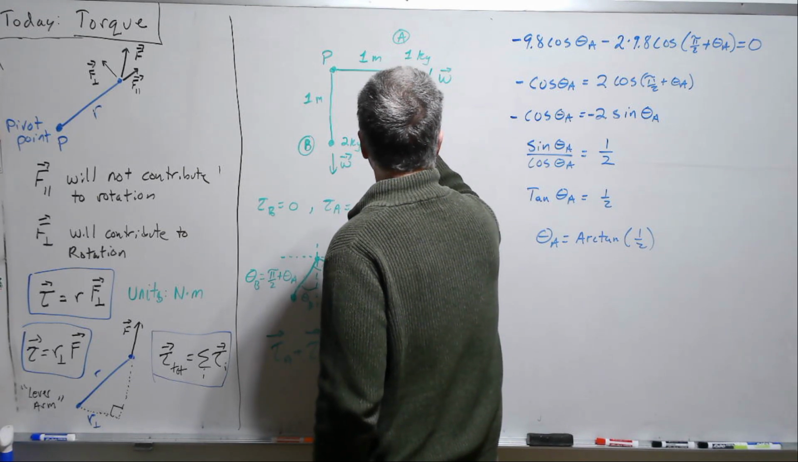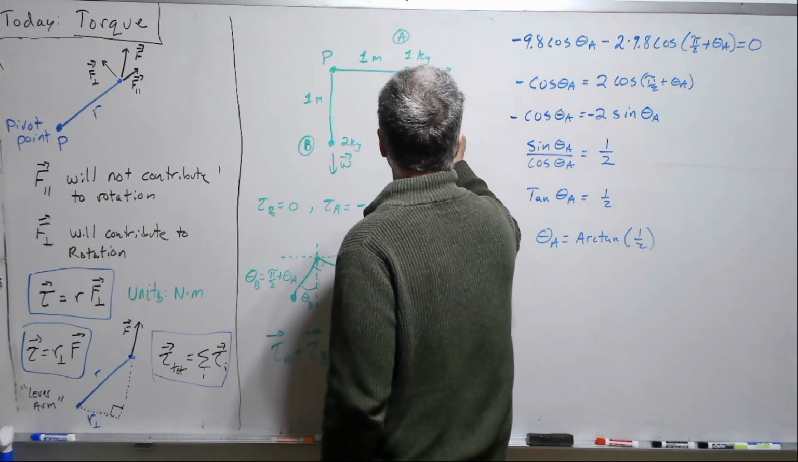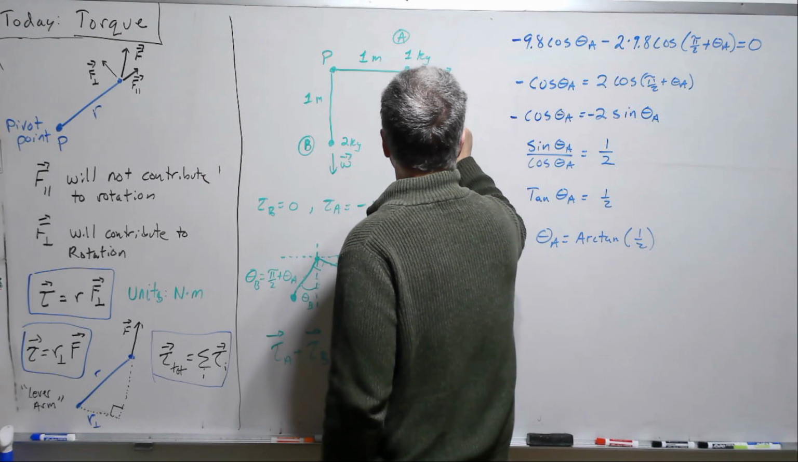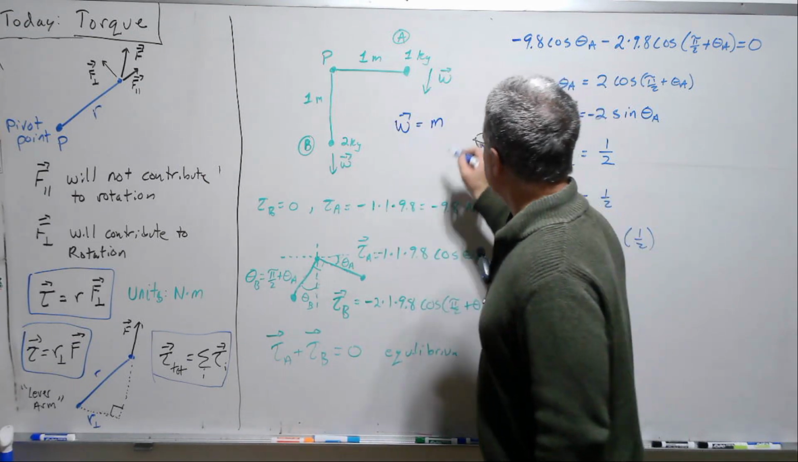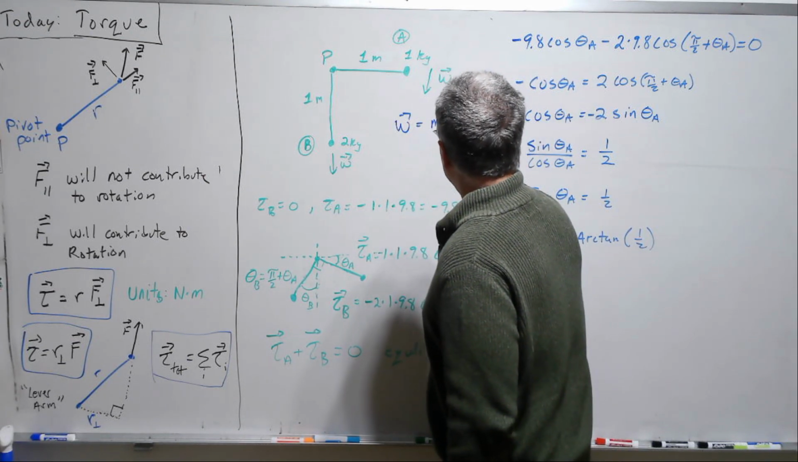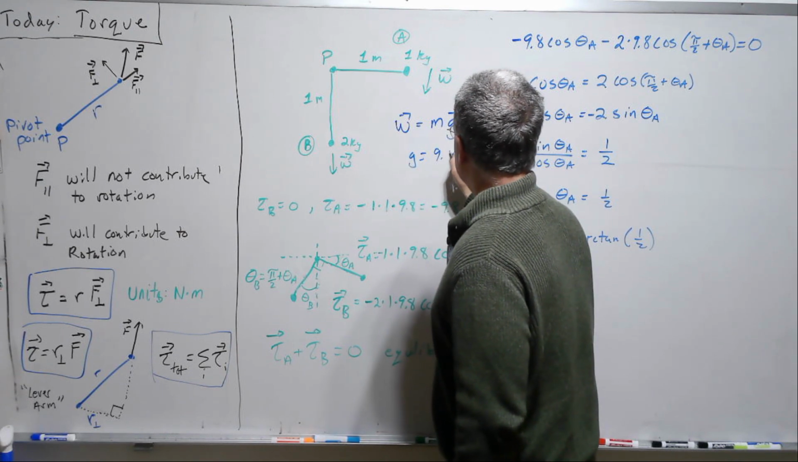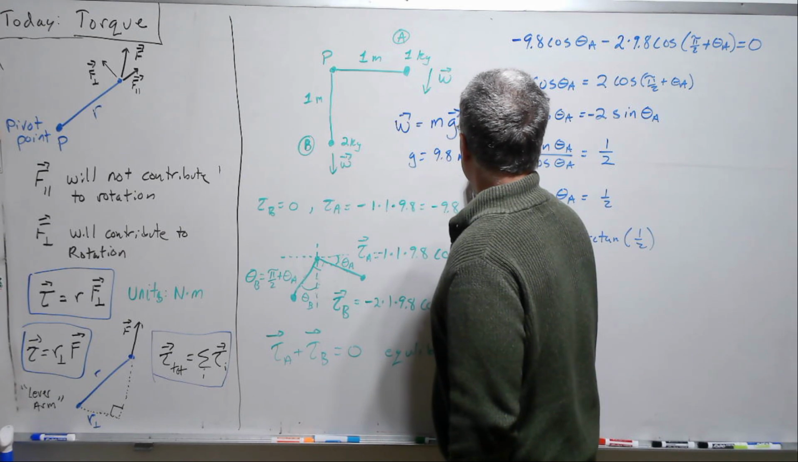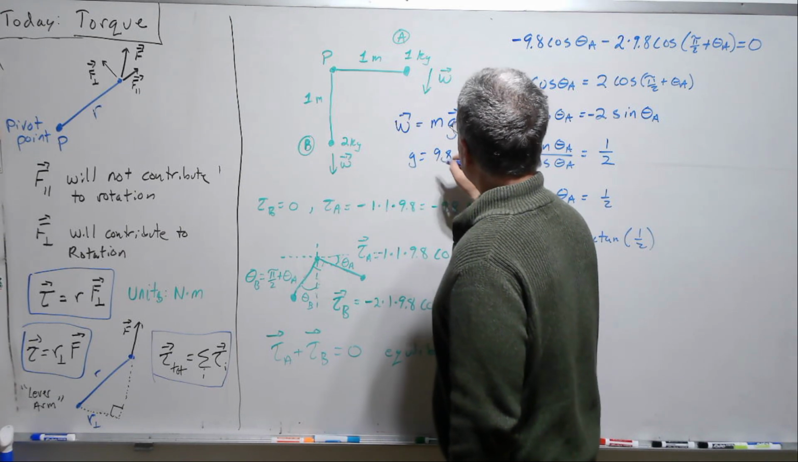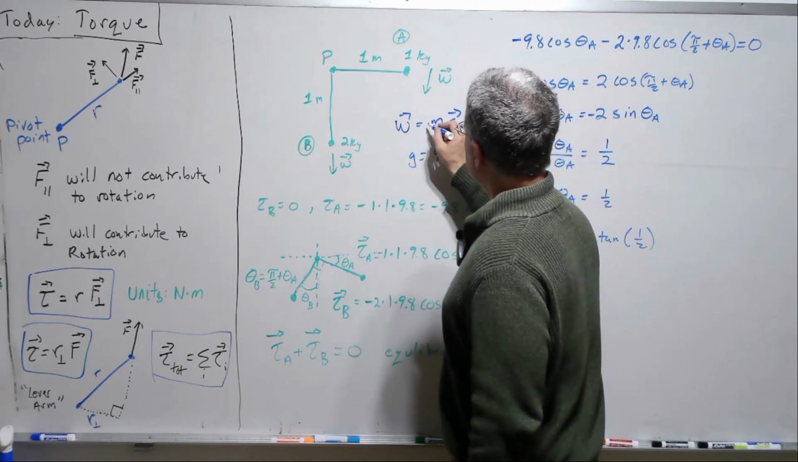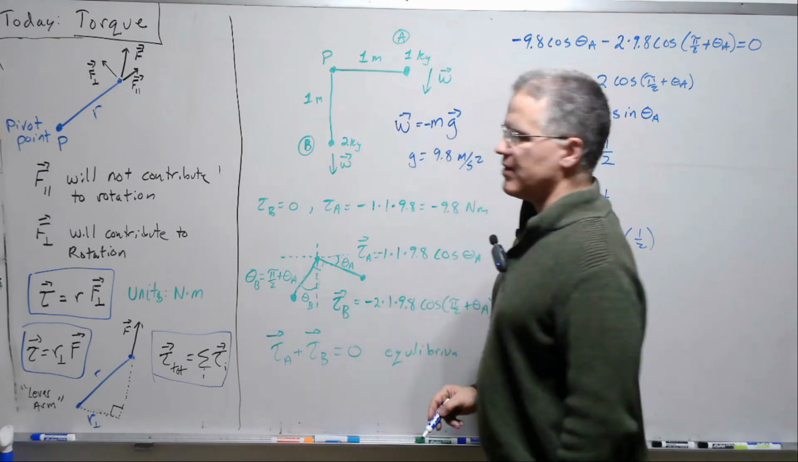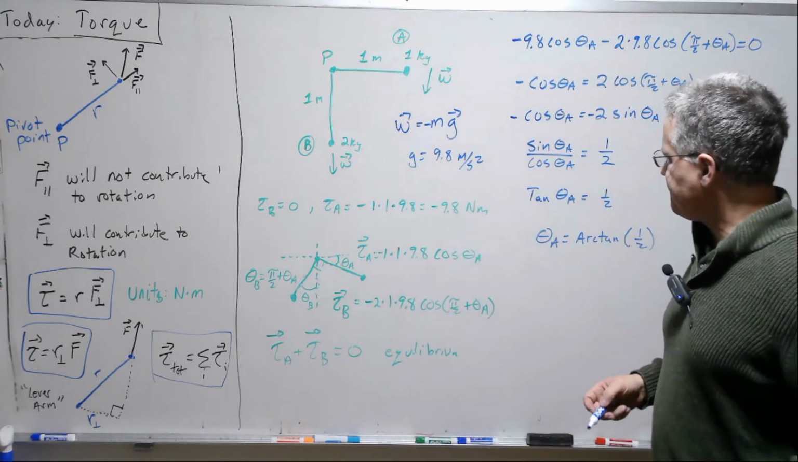the weight force is equal to mass times the acceleration, and that's the acceleration due to gravity, and g is 9.8 meters per second squared. And this is always in the negative direction here, downward.